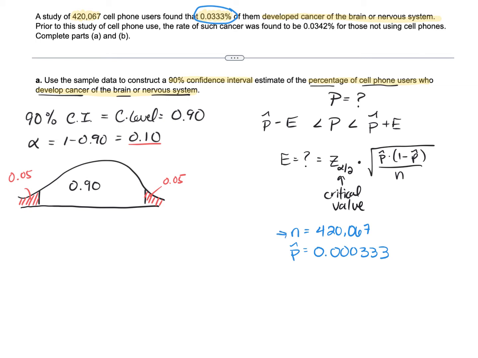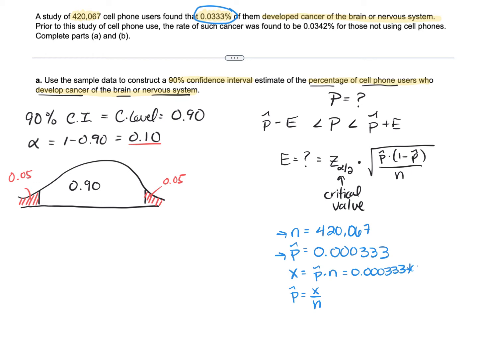The other piece of information that the problem does not give us, but we can still calculate because we know n and we know p hat, is x, where x represents the actual number of people who develop cancer of the brain or the nervous system by using cell phones. So how do we get x? To get x, you just take your p hat and multiply it by n. How do I know that? Because p hat is x divided by n. So if we work backwards, to get x we just take p hat and multiply it times n.